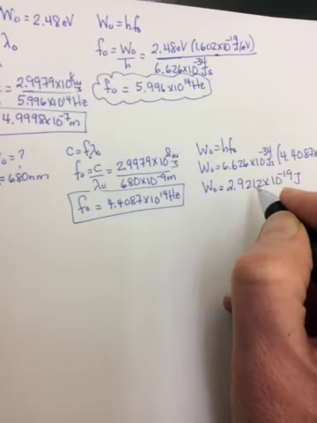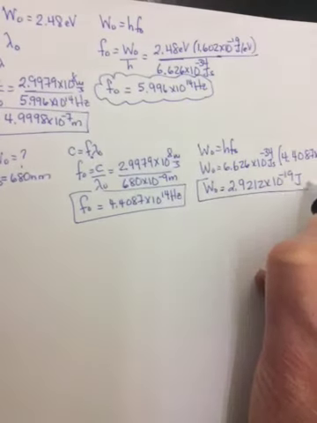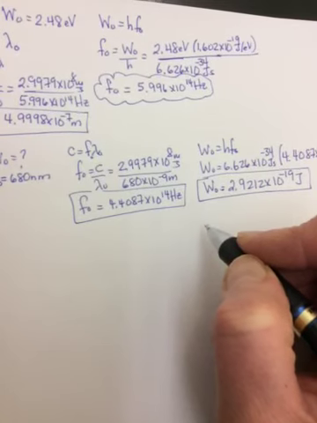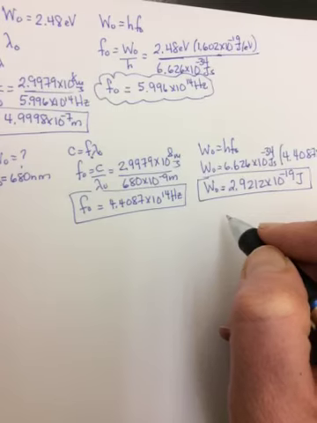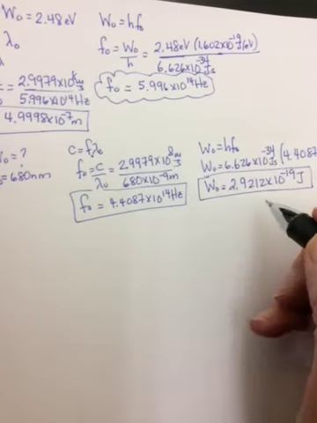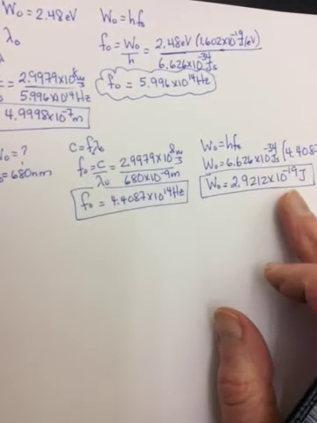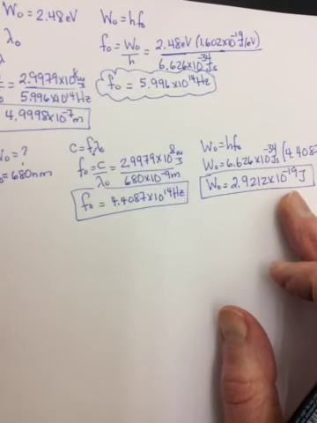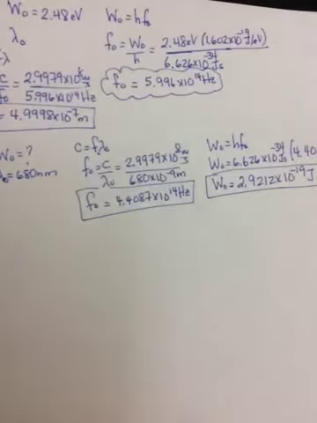Now, does it ask what should be the work function? It doesn't say in electron volts, so you could leave it in joules. If it did say in electron volts, then you would divide by 1.602 times 10 to the negative 19, and you would get something like maybe 1.8 electron volts or thereabouts.